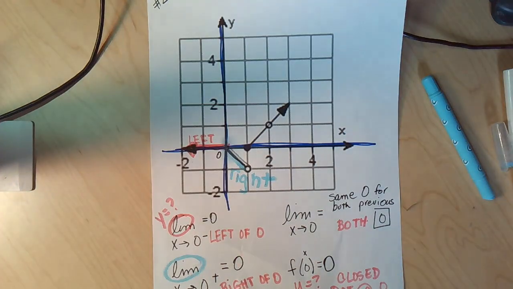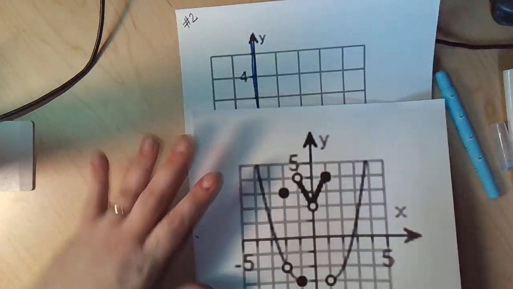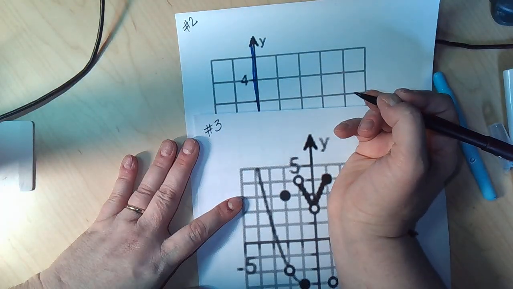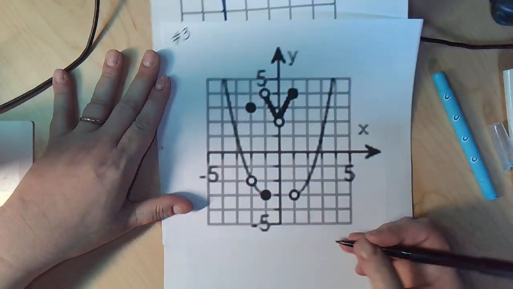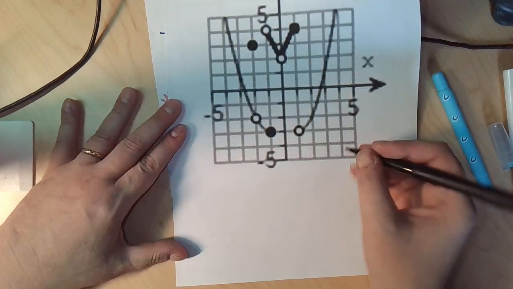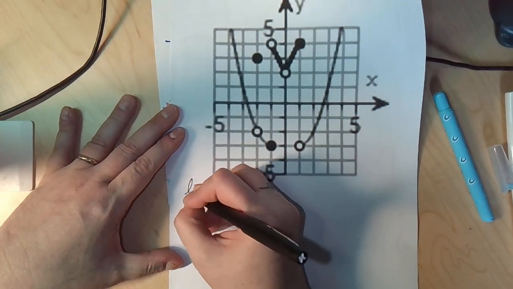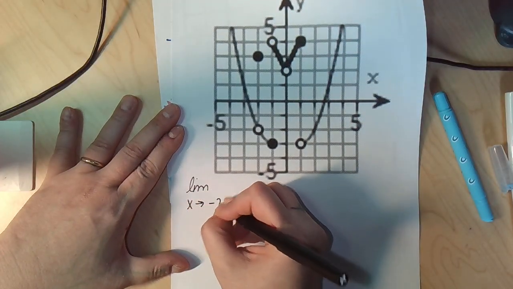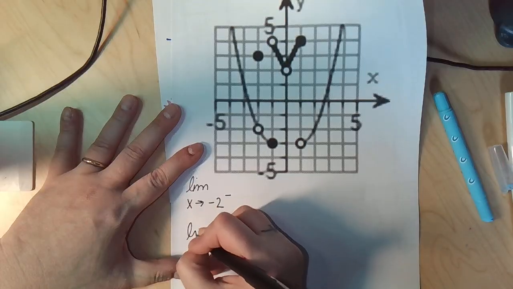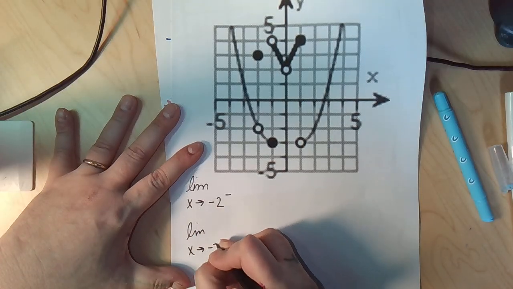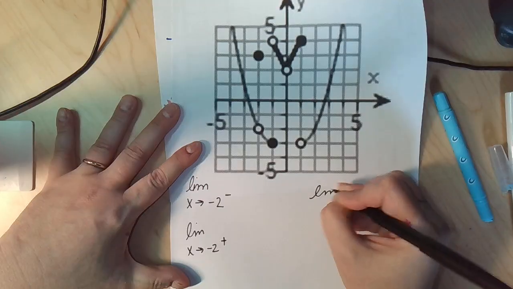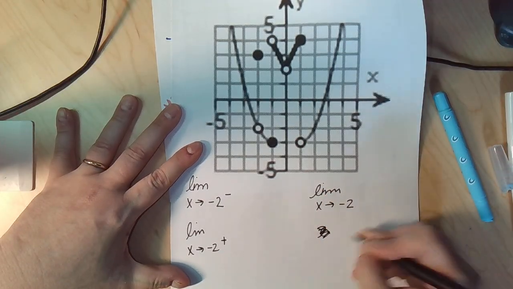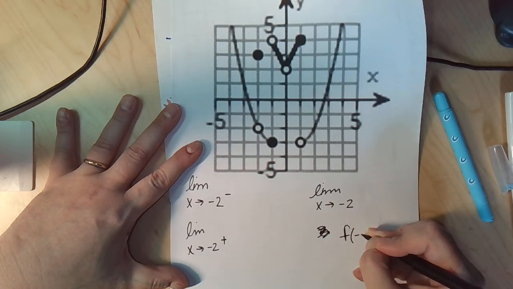Okay, let's try another one. Let's look at number 3. The picture was too small, so I made it bigger. Okay, number 3 talks about that jump hoopla that I was mentioning earlier. Okay, number 3 is talking about the x approaching -2 from the left, the right, in general, and it says that F business.